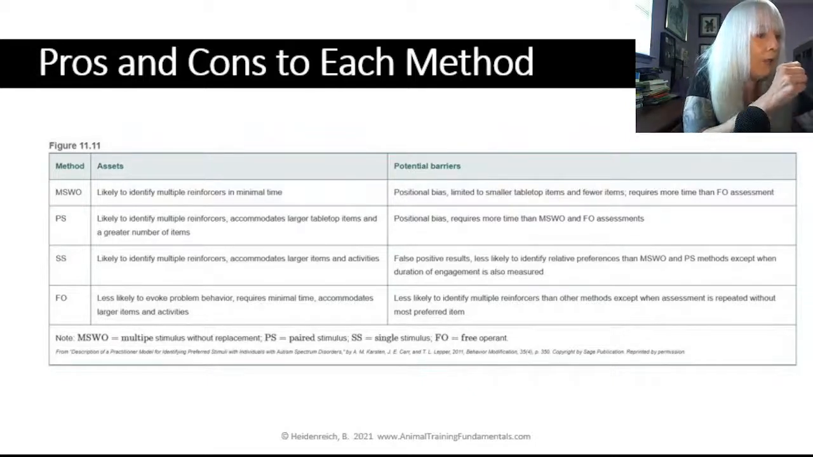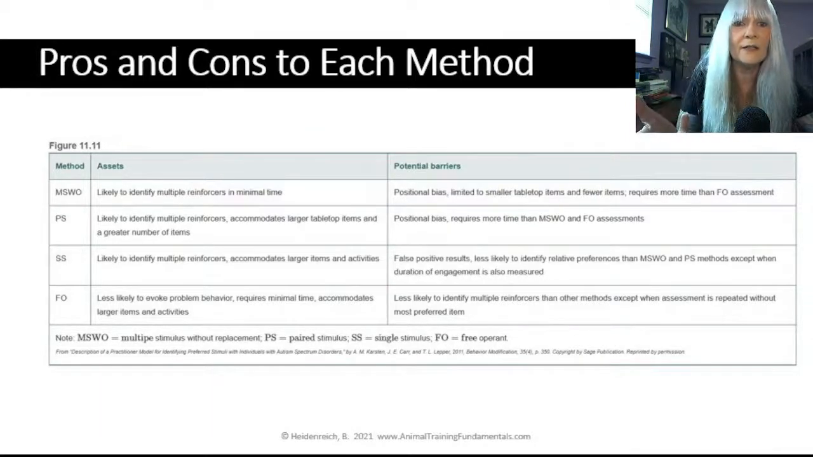With the single stimulus assessment, again, you can potentially identify multiple reinforcers, but again, it's going to take a long time because you're doing one after another, after another, after another. You can get false positives, is what they're noting, and it really depends on what you're measuring. You need lots of comparison, and again, what are your measures? Are you measuring duration? All that kind of stuff.